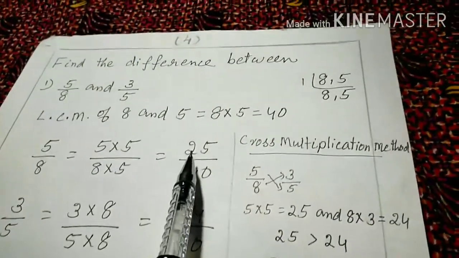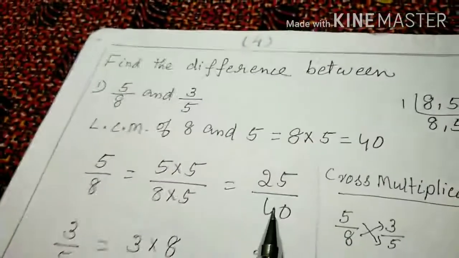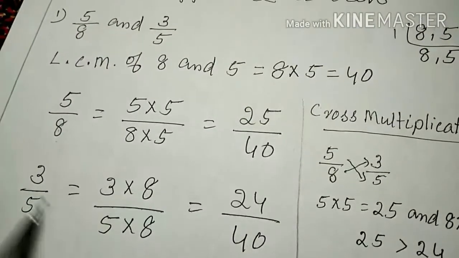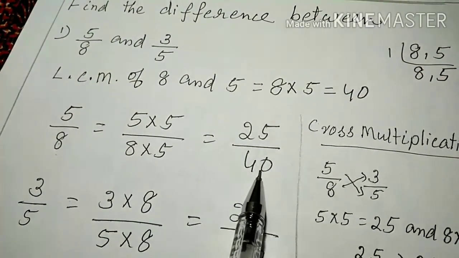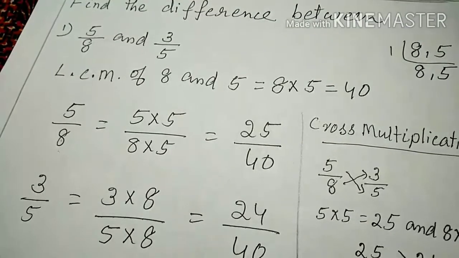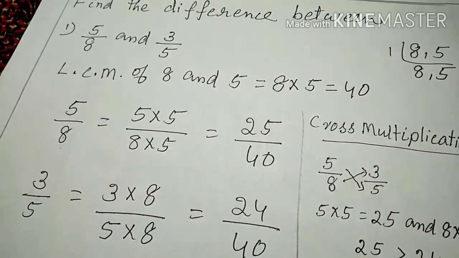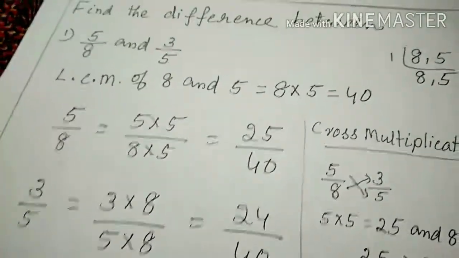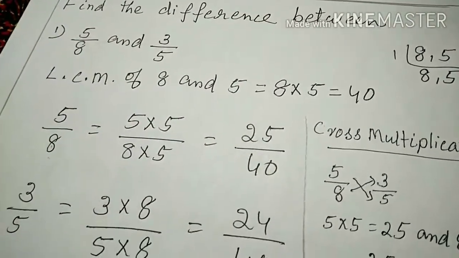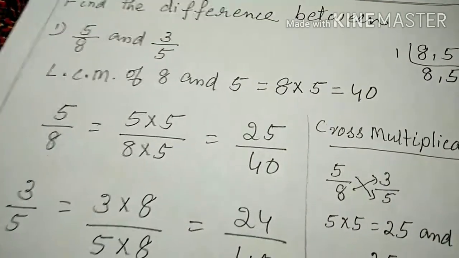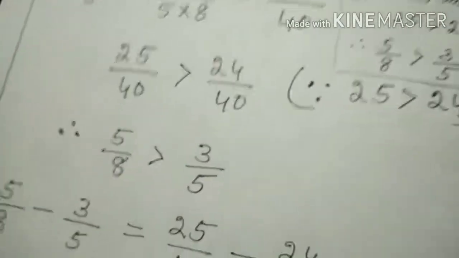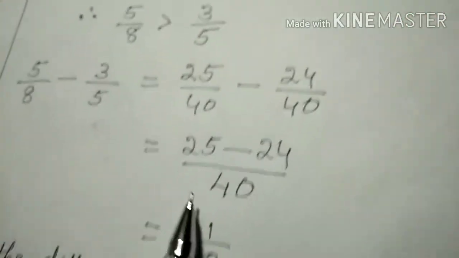Now we converted these unlike fractions into like fractions, and after that you compare them. We know that 25 is greater than 24, therefore the fraction 25 by 40 is greater than 24 by 40. Therefore, the corresponding fraction of 25 by 40, 5 by 8, is greater than 3 by 5. Therefore, we have to subtract 5 by 8 minus 3 by 5, that is equal to 25 by 40 minus 24 by 40 equal to 1 by 40.